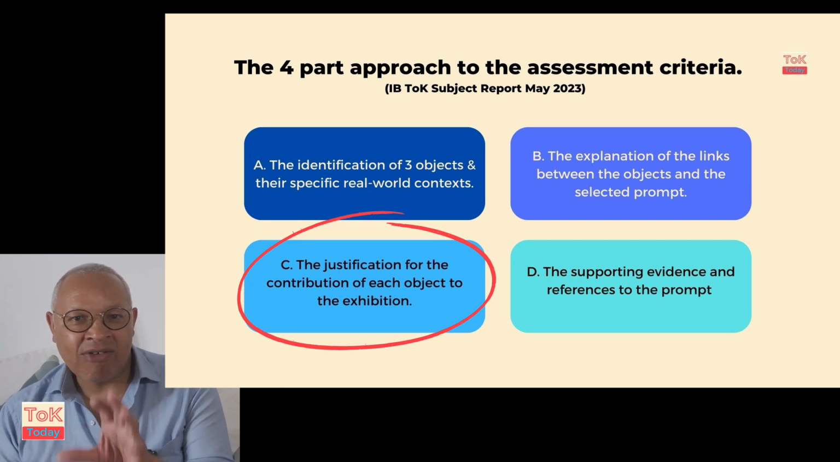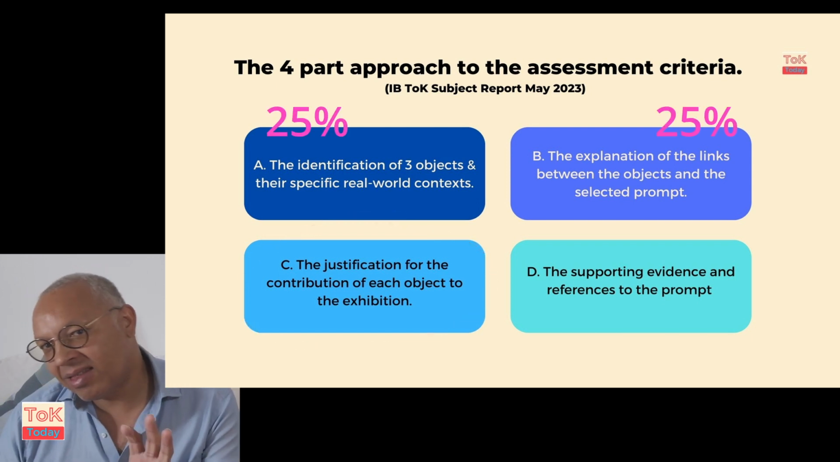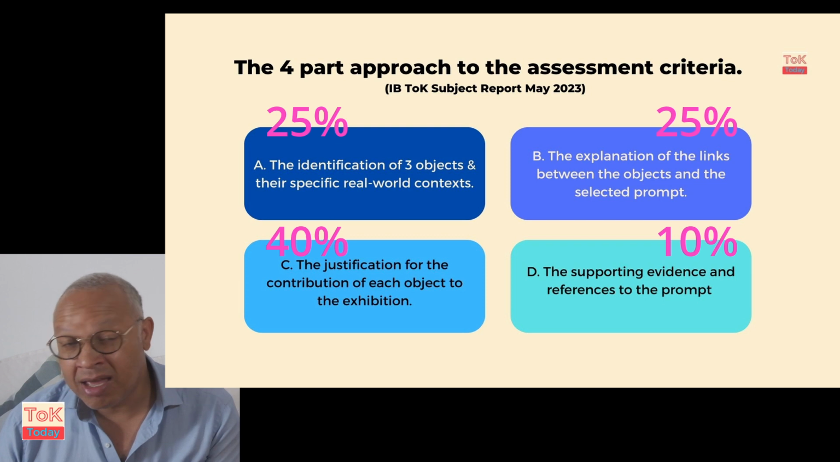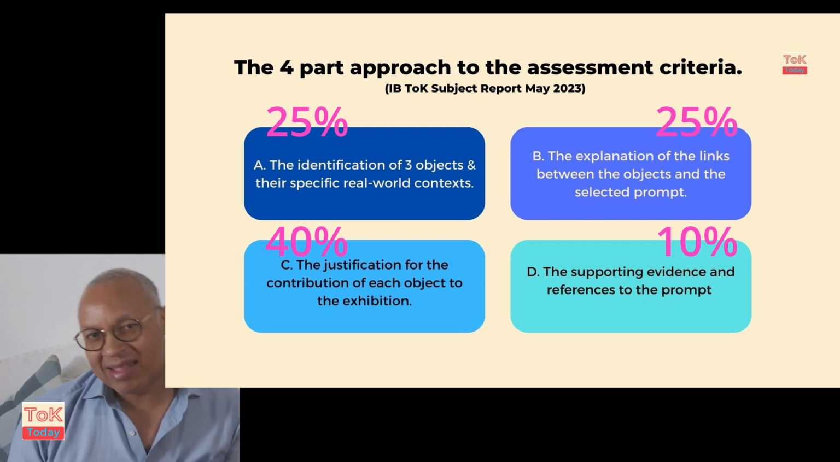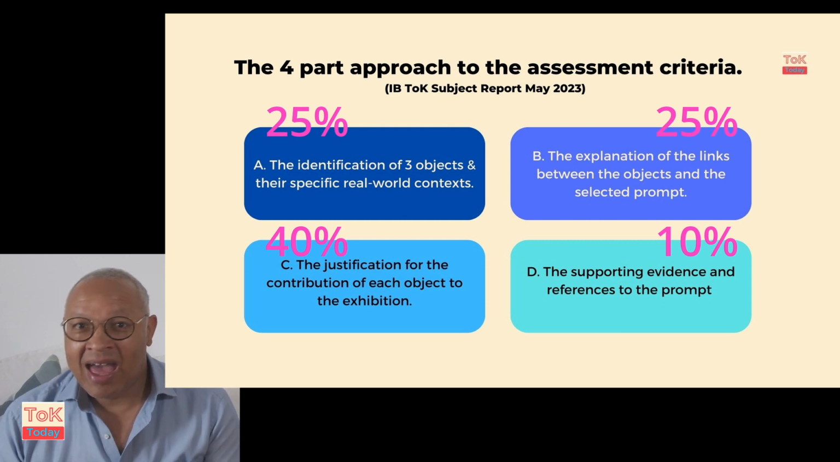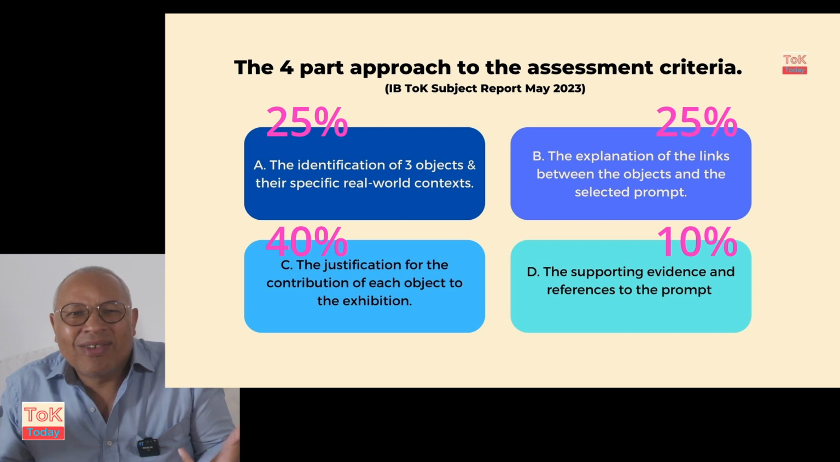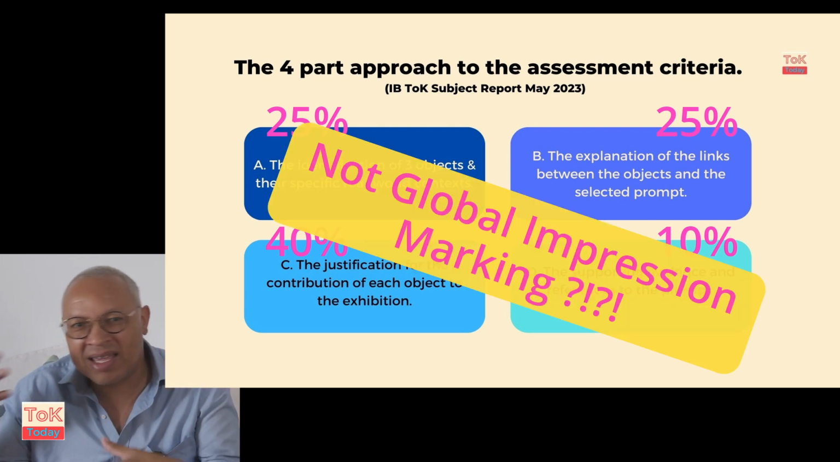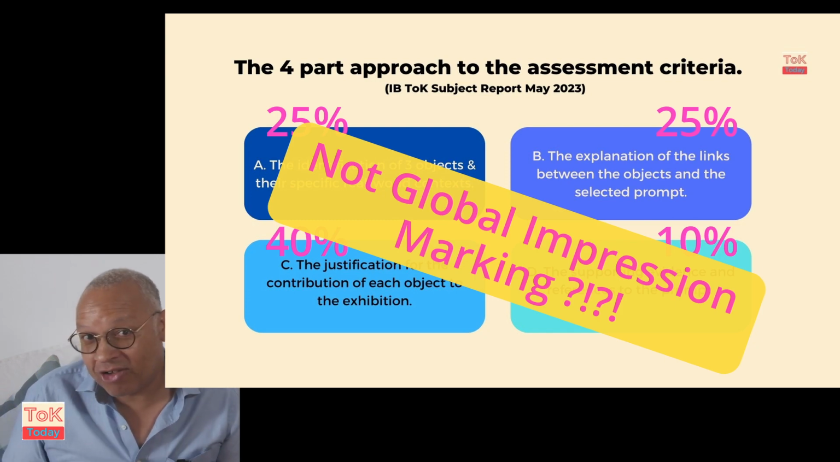So, as a very rough rule of thumb, I give 25% of the marks for criterion A and B, 40% of the marks for C, and 10% of the marks for criterion D. However, I never write down this weighting on paper, and I just hold that as a nominal weighting in my head because I've read through global impression marking.